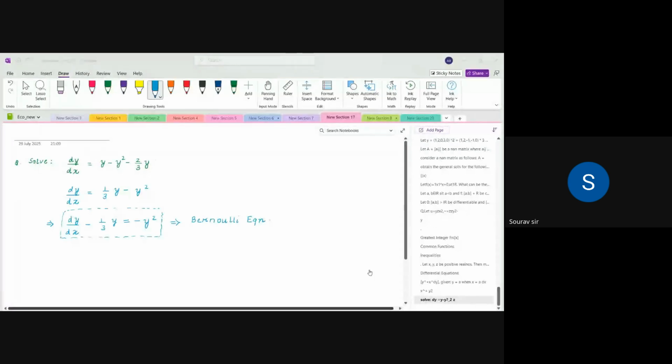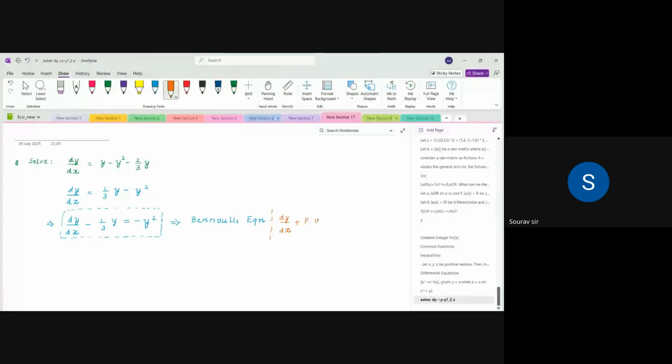Because if you remember, what is the expression of Bernoulli? It was dy by dx plus p into y is equal to q times y to the power n, right? Where p will be a function of x and q will be a function of x. So over here, x is basically 1, but you get the representation, right? All right. So what will be the next step that we'll take?